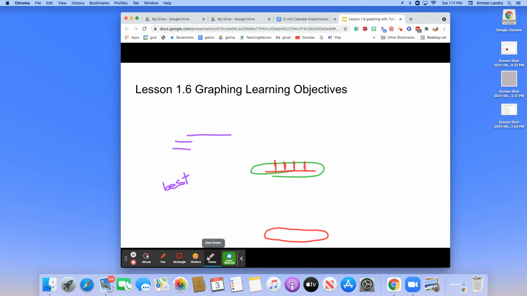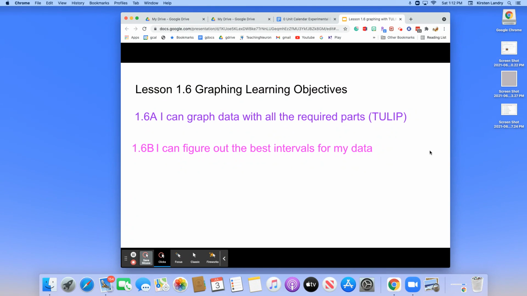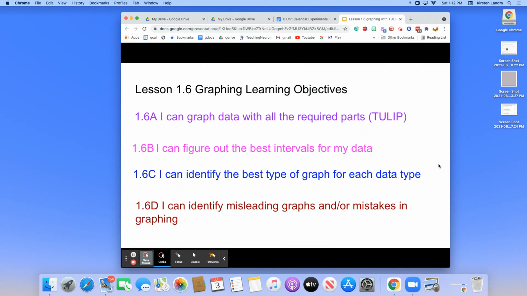So let's just really quickly go over the learning objectives one more time to make sure that you learned everything. And we'll be done. So first of all, you can graph data with all the required parts. Remember that when you're doing a graph, whether it's for an assignment, a homework, a test, or because you are a scientist out in the real world, or a scientist in class, use TULIP. Figure out the best intervals. You can use that equation that I gave you, largest data minus smallest data divided by number of tick marks. You can identify the best type of graph for each data type. If you get confused, you can always come back to these slides. And then finally, I can identify misleading graphs or mistakes in graphing. We're going to practice this one in class.